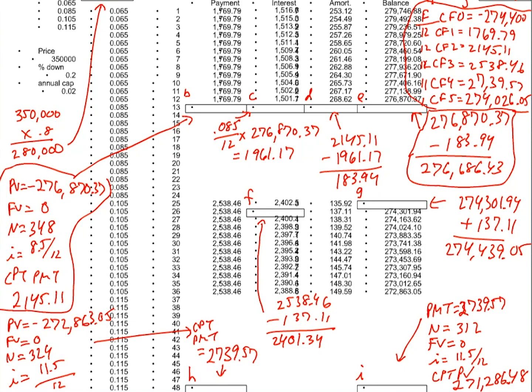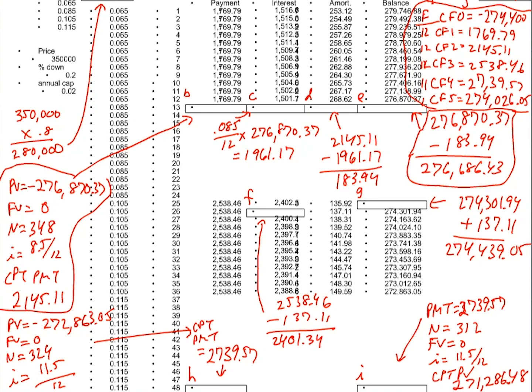Okay, so what I've labeled A, the loan amount, that's just 350,000 times 0.8, because we're borrowing 80%, or 280,000. B, have the payment in the 13th month, so at the beginning of the second year. So we'd have to take the ending balance at the end of that first year, which we see is 276,870.37. So that's what's listed as the balance there at the end of the 12th month. That's our present value. Future value is 0.